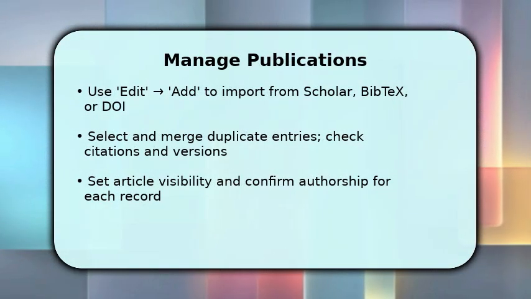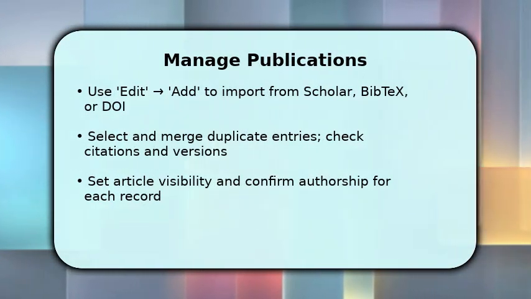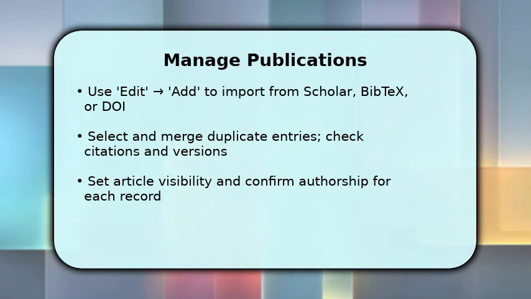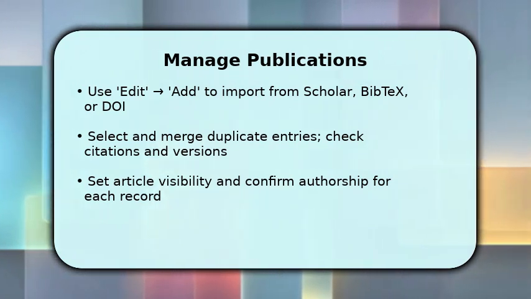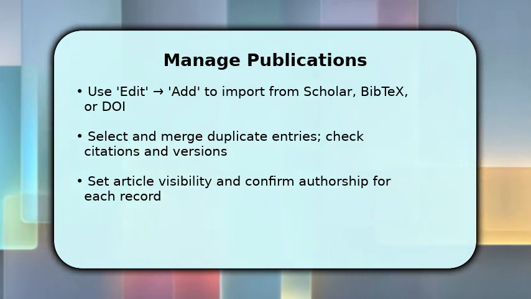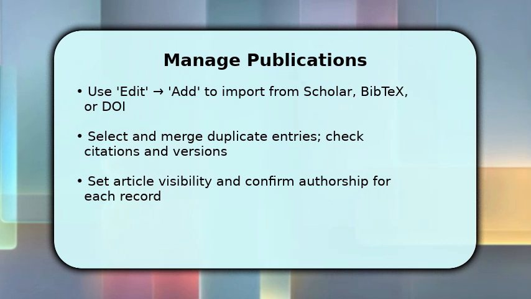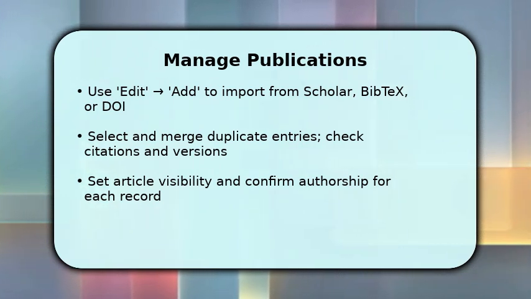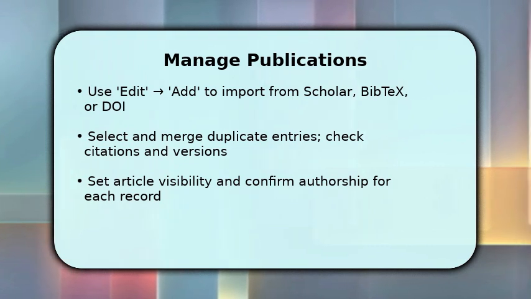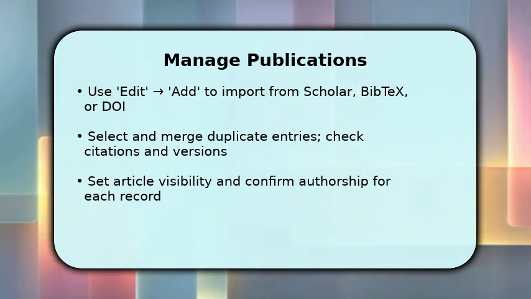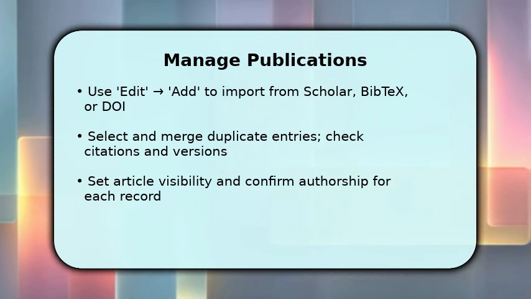Next, you handle publications. Click Edit and choose Add Articles to import from your Scholar list, upload a bib.txt file, or paste DOIs. Pick the source that yields the most metadata. Once imported, inspect each entry and merge duplicates to avoid inflated counts. Duplicates often arise from preprint and publisher versions.